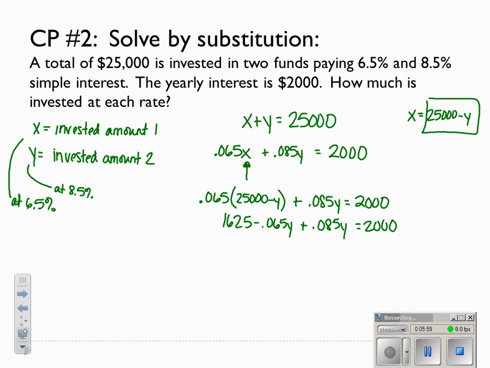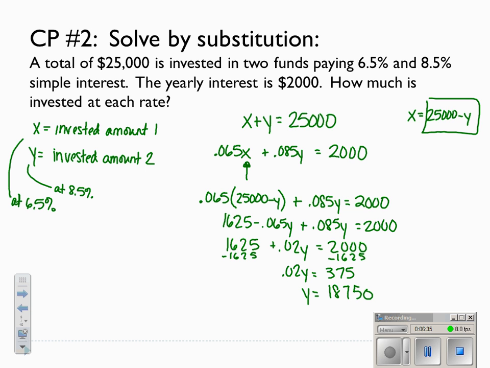Combine your two y values. You can subtract 1625 from both sides. So we get 0.02y is equal to 375. Last step, divide by 0.02, and y is equal to 18,750. So you have one of your variables, you take that now and you put it into one of those original equations and you find x.